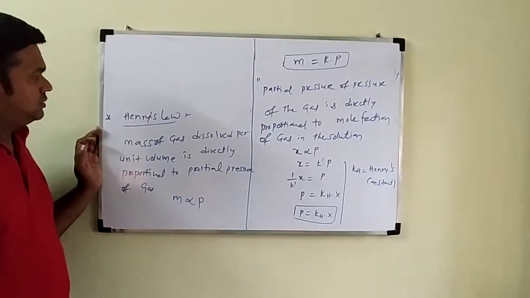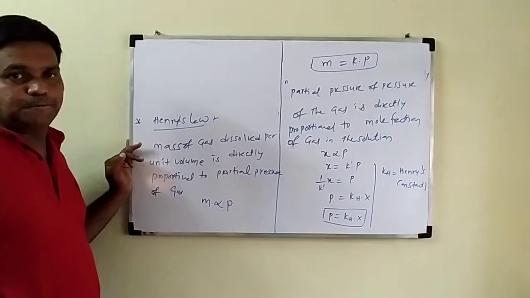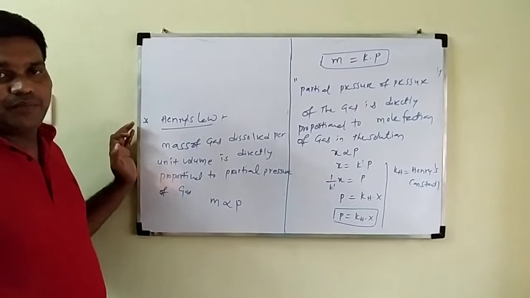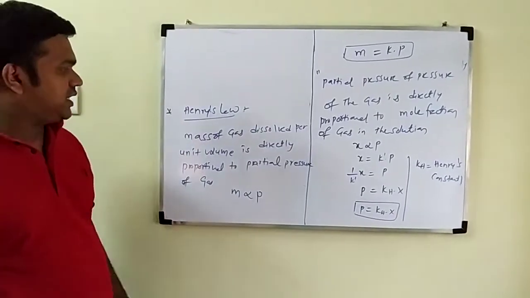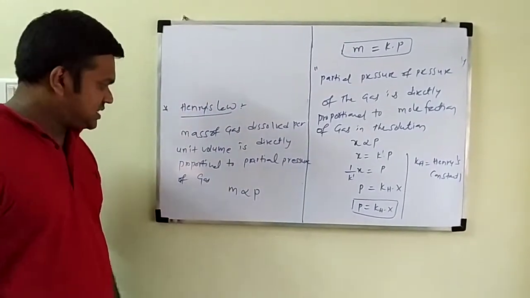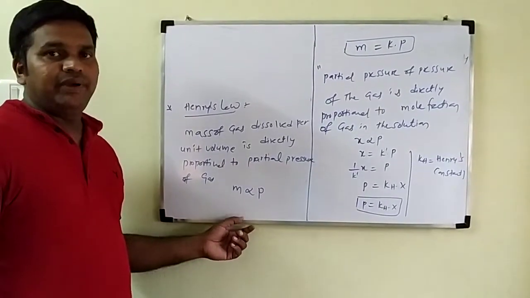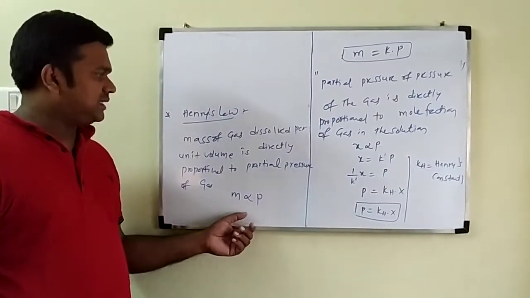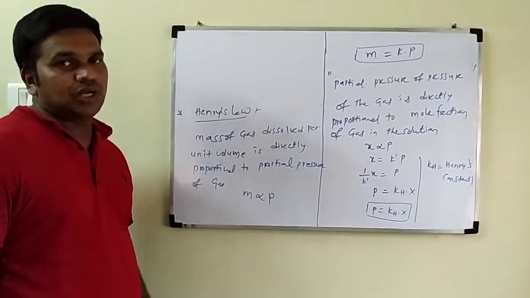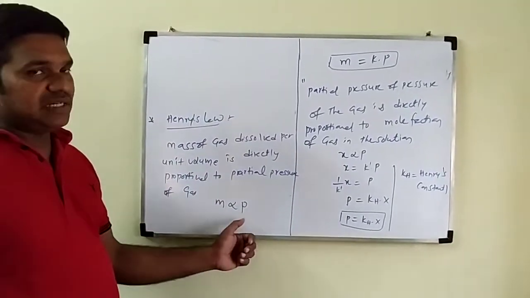So next, you can see here Henry's law. What is the statement of Henry's law? The mass of the gas dissolved per unit volume is directly proportional to the partial pressure of the gas. M is directly proportional to P. What is M? Mass of the gas, or you can say amount of the gas. So M is directly proportional to P here.